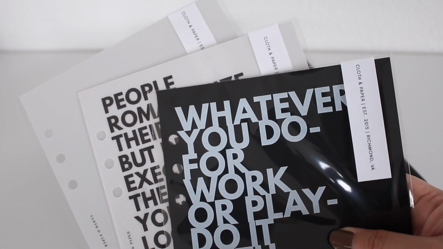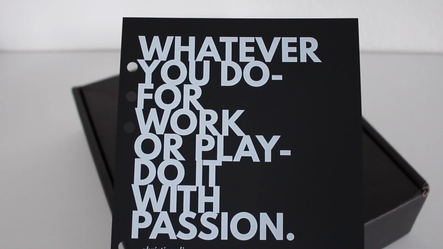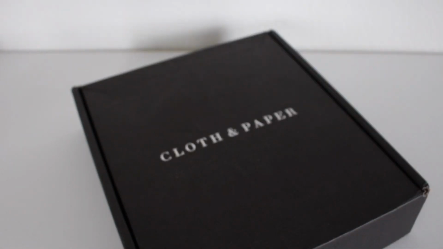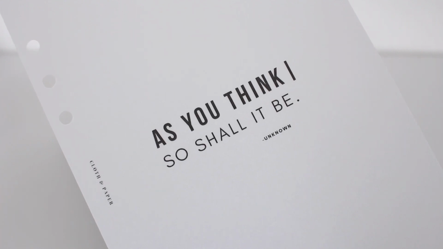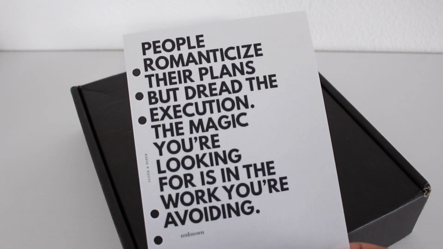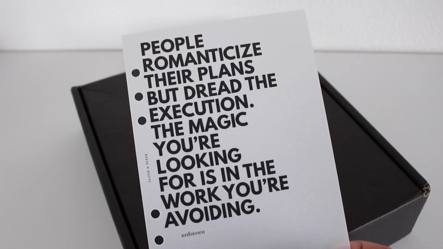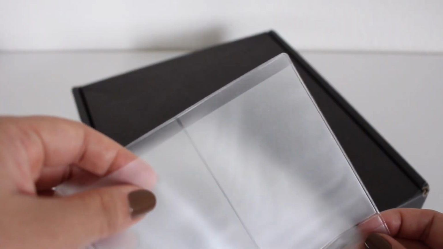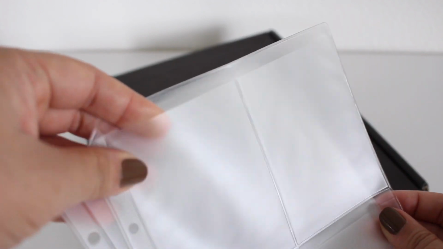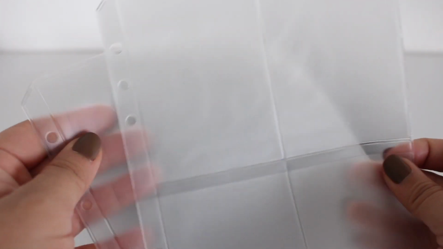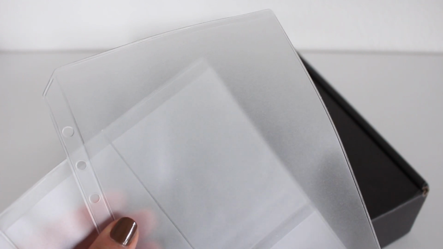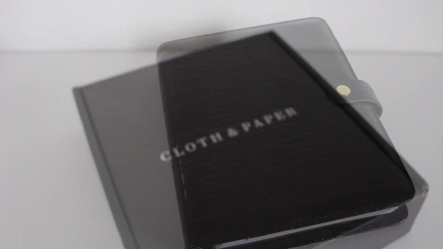And then I picked up these three dashboards. I already have these first two in other planners, so I got duplicates for my A5 because I love them so much. And then I got this one, which I thought would be perfect for my A5 since it's my creative planner. The last two things that I picked up were these frosted pockets. I got the top loading credit card pocket holder, and I got the larger pocket, which I'm really excited to use for mood boards and stuff like that.